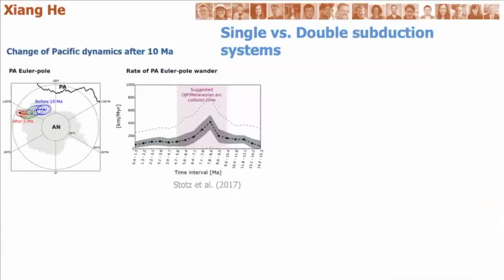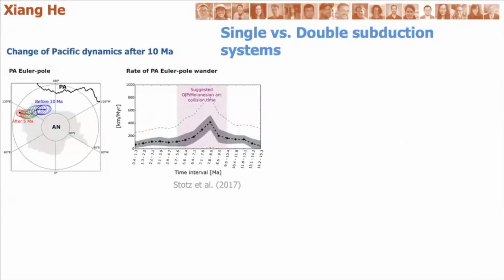Also, there are other things happening around the world around 10 million years. That's a critical time point. One thing is the Pacific dynamics changes. Around 10 million years, there's an Euler pole wandering very fast just after 10 million years. You can see the velocity has a peak here.